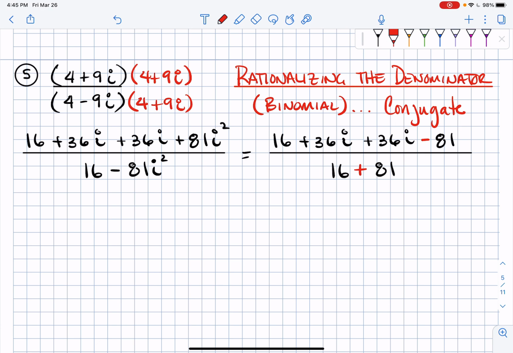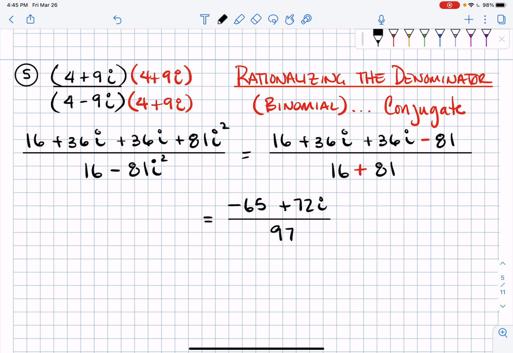All right. So with that being said, what do I have? I have on top the 16 minus 81, right? And that's going to give me a -65. 36 plus 36i gives me plus 72i over 16 plus 81, which gives me 97, right?